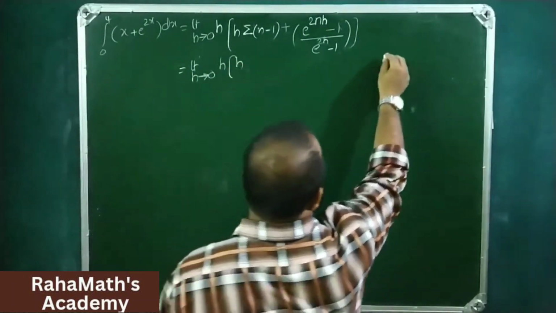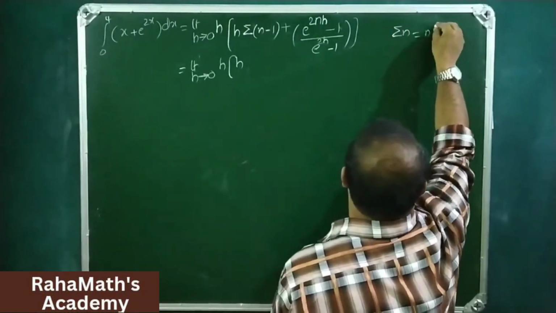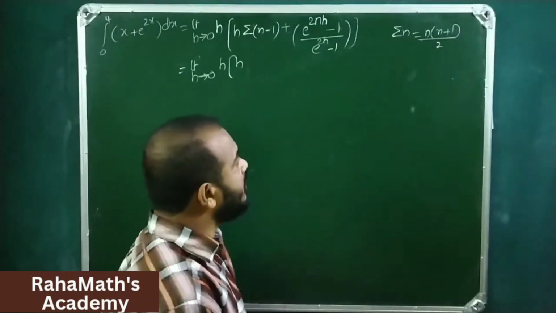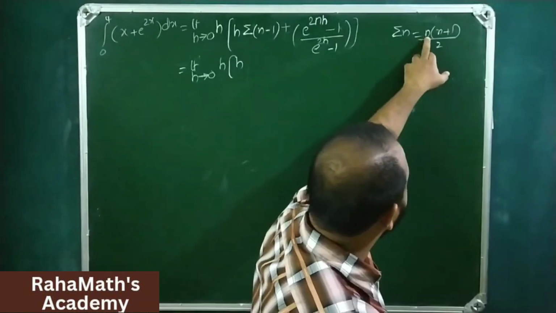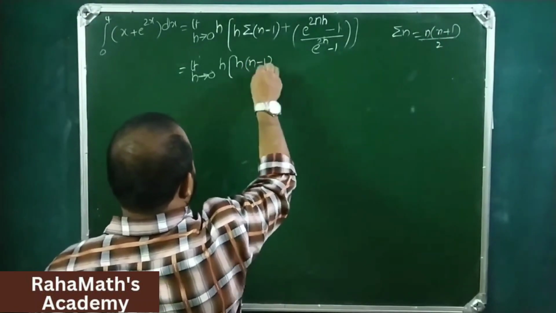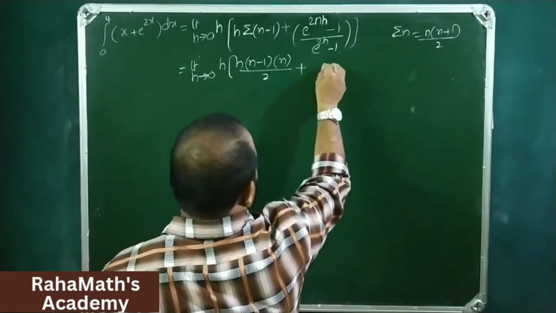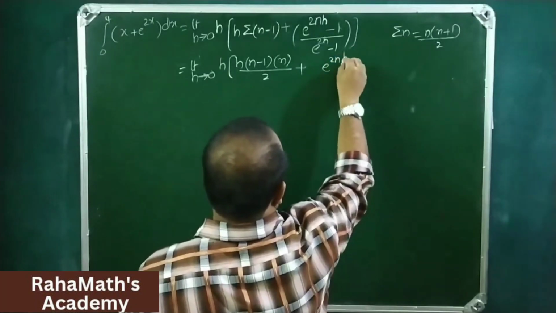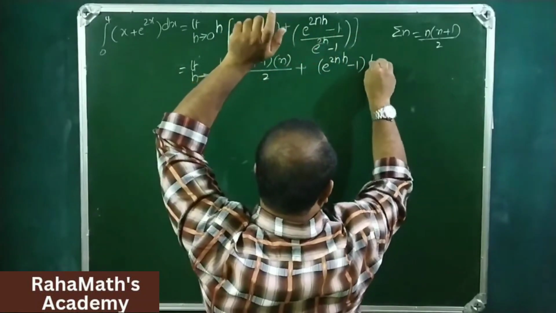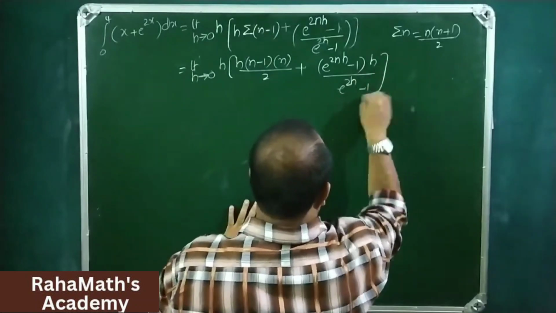the sum of n minus 1 natural numbers. The sum of n is n into (n plus 1) by 2, the sum of n natural numbers. So the sum of n minus 1 is (n minus 1) into (n minus 1 plus 1), which is n, by 2. So this is (n minus 1) into n by 2 plus (e^(2nh) minus 1) by (e^(2h) minus 1), with h brought inside.